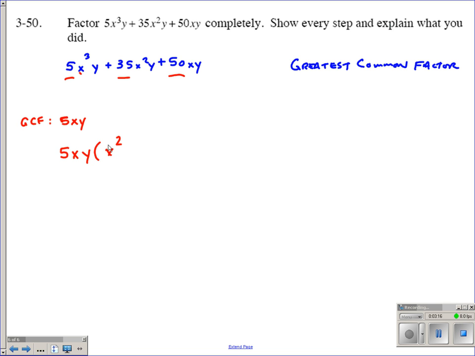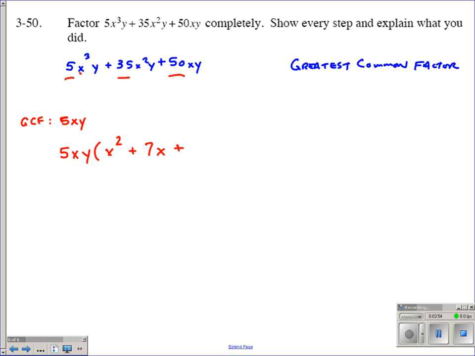So 5xy times x squared gives us 5x to the third y plus, well, 5xy times what gives us 35x squared y? Well, 5 times 7 is going to give us our 35. x times x should give us x squared. And y times 1 would give us y, so we don't really have a need to write anything in there for the y. So 5xy times 7x gives us 35x squared y.